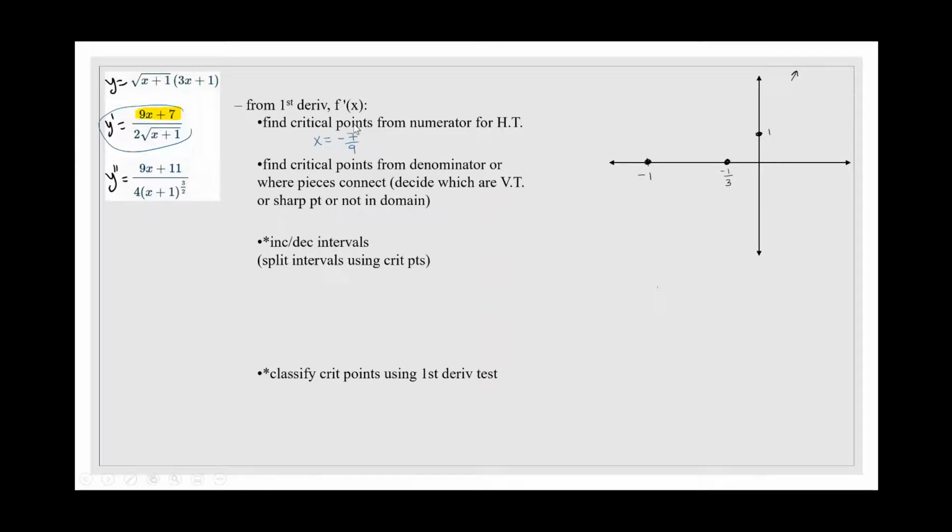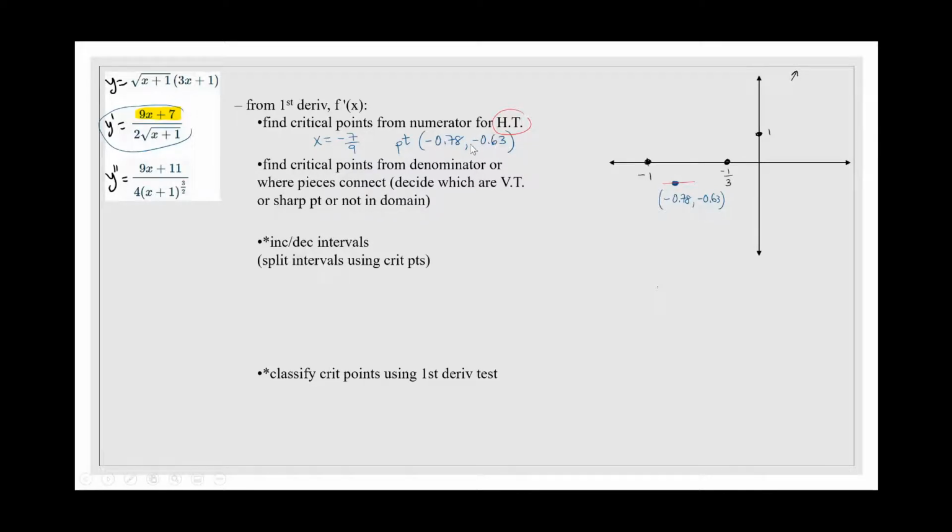We're going to find critical points from two places. One could be horizontal tangent that comes from the numerator, and the other ones will come from the denominator. So if you solve when this yellow part is equal to 0, you'll get x equals -7/9. And because we're supposed to plot them, I converted them to approximate decimals.